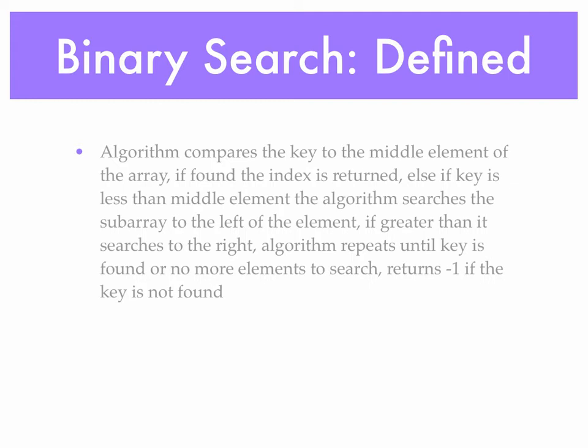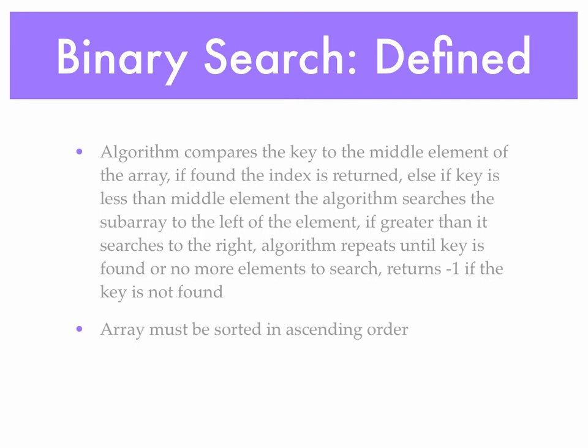Otherwise, if the key is less than that middle element, the algorithm searches the subarray to the left of the element. If it's greater, it searches to the right. And the algorithm just continues to repeat this until the key is found or there aren't any more elements to look at. If it doesn't find the element, it returns -1. So it finds the middle element, asks is it greater than or less than, I go to the left or the right and search that subarray, and just continue the process.